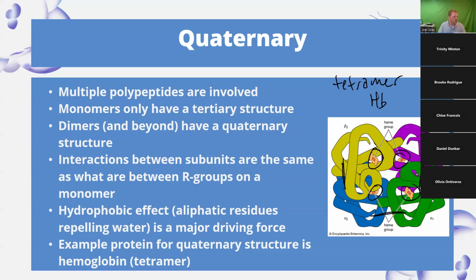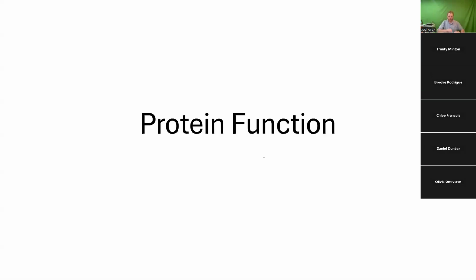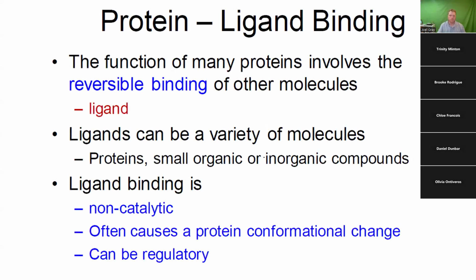Now, I'm going to switch my share to our next slide deck, which the very first slide reads: protein function. I'm going to jump right into this because hemoglobin is a model that we use for the study of quaternary structure, and it's a model that we study for protein function.